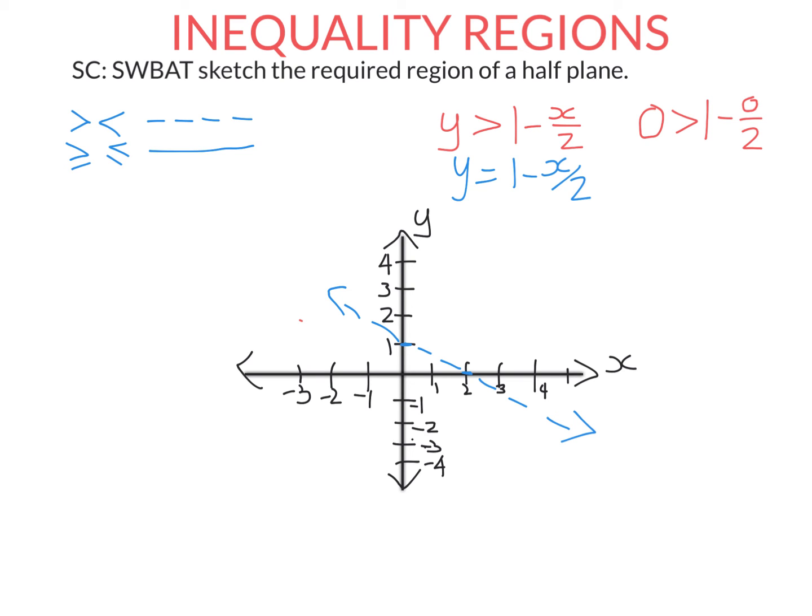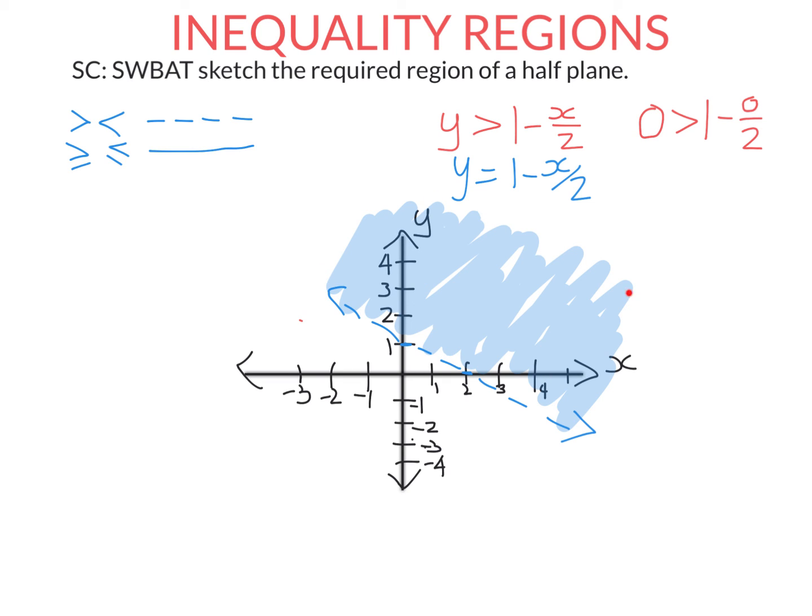Now, this is clearly a false statement. 0 is greater than 1 is false. So because it's false, 0, 0, the point I picked, is not part of the required region. 0, 0, this point does not satisfy the inequality. So what I'm going to do is shade the other side of the line, the side where 0, 0 is not. Every point in this shaded region, basically above the line here, will satisfy this inequality. Of course, if 0, 0 did satisfy this inequality, I would have shaded this side.